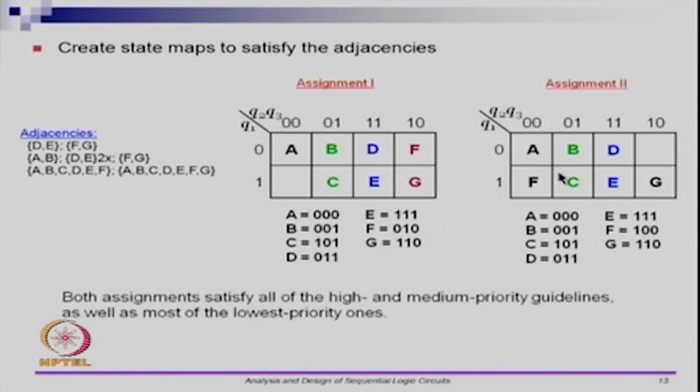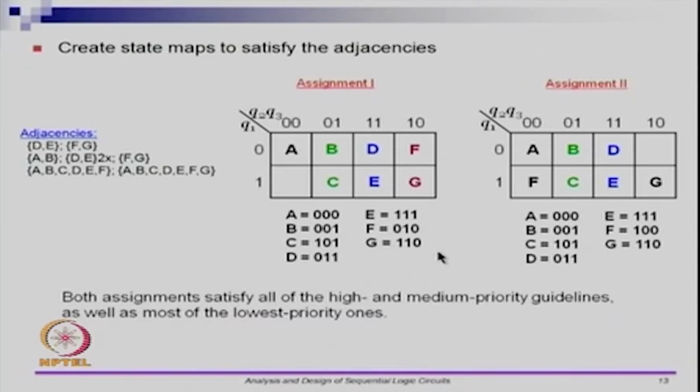So both these assignments actually satisfy all the high and medium priority guidelines as well as the low priority guidelines. If you look at A, B, C, D, E, F, G, they are all neighbors of each other. A, B, C, D, E, F is also some continuous chunk, and G happens to be separate in each one of those.